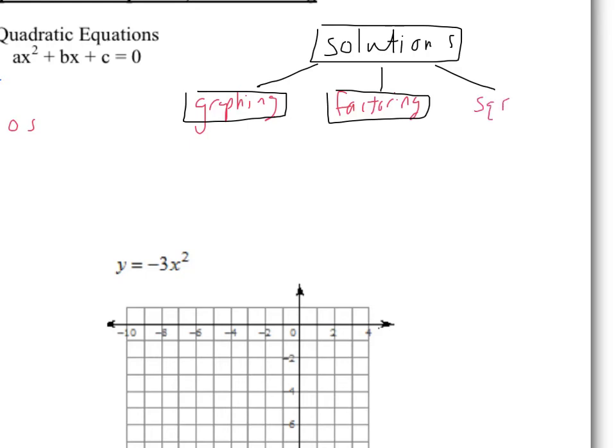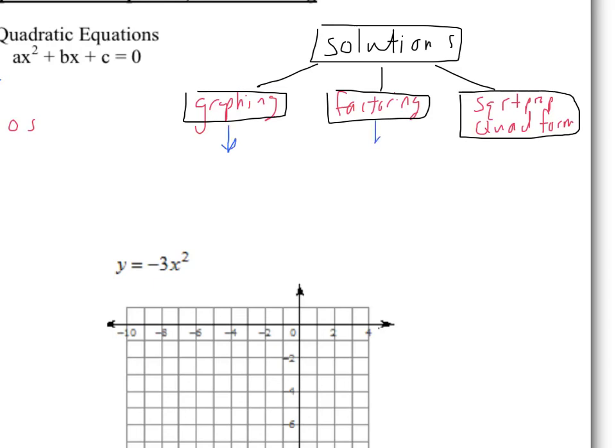I'll solve this right, square root or quadratic formula. Which we'll get to eventually.